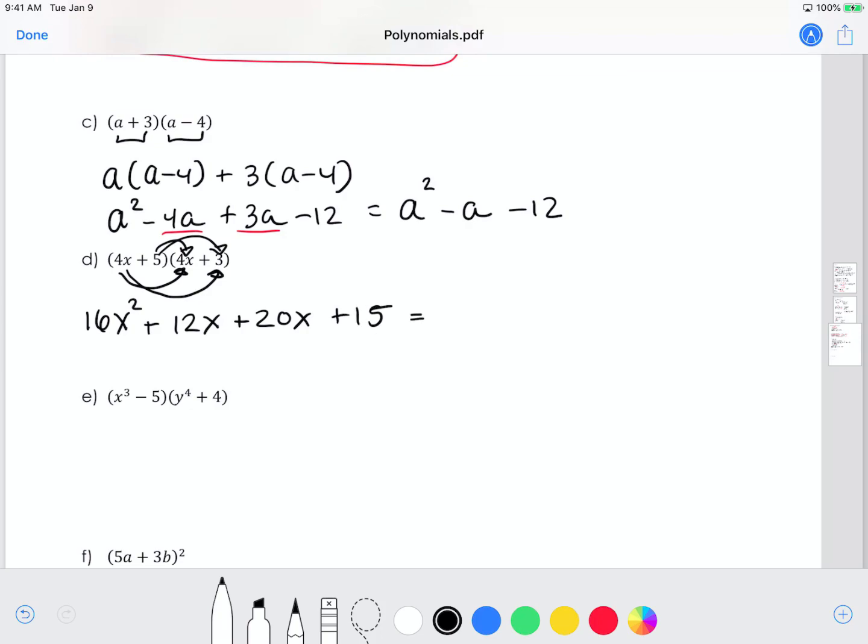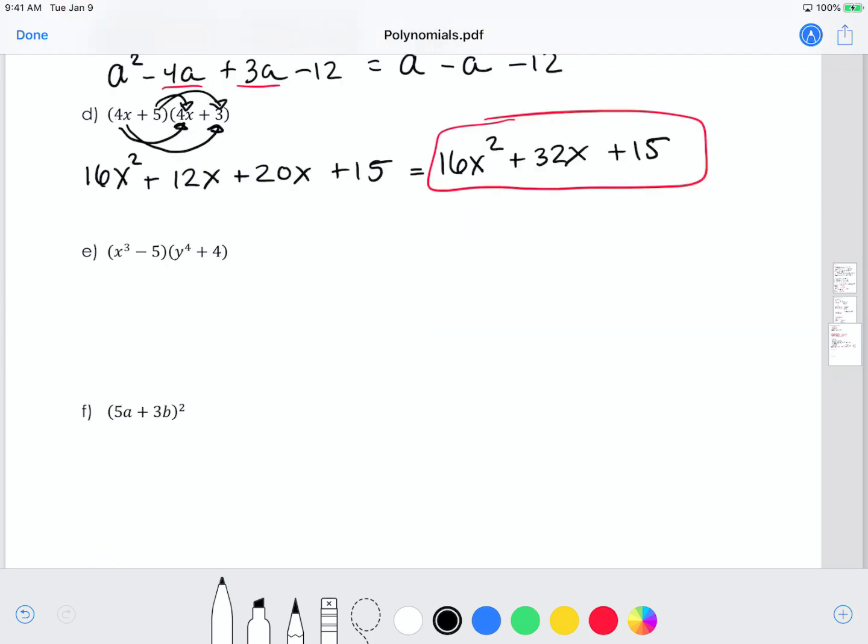And then I combine my like terms. And my like terms here are the x's. So I'm going to carry over the 16x squared, and I'm going to combine the 12x and the 20x. And that's going to give me a 32x. And then bring down the 15.